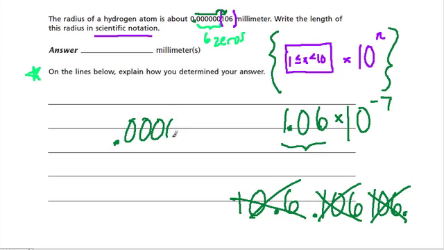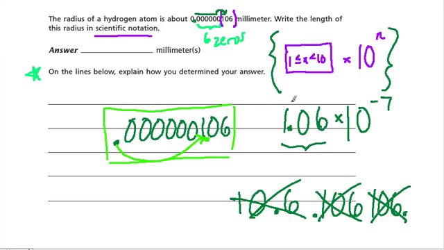I'll draw it out. 1, 2, 3, 4, 5, 6, 7. So if I take this number and I make it into 1.06, I had to move that decimal point 7 places to the right. So in order for this big number, 1.06, to equal this, I would have to divide by 10 seven times to get this number. So I'm just rewriting it.